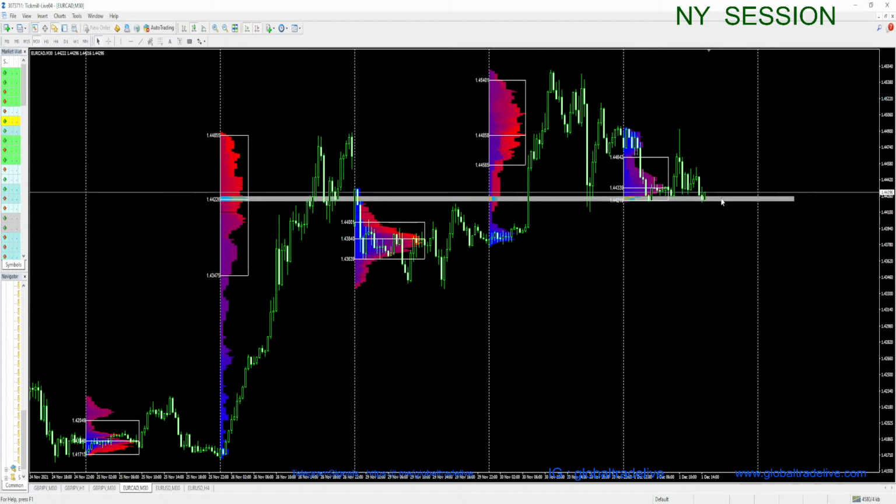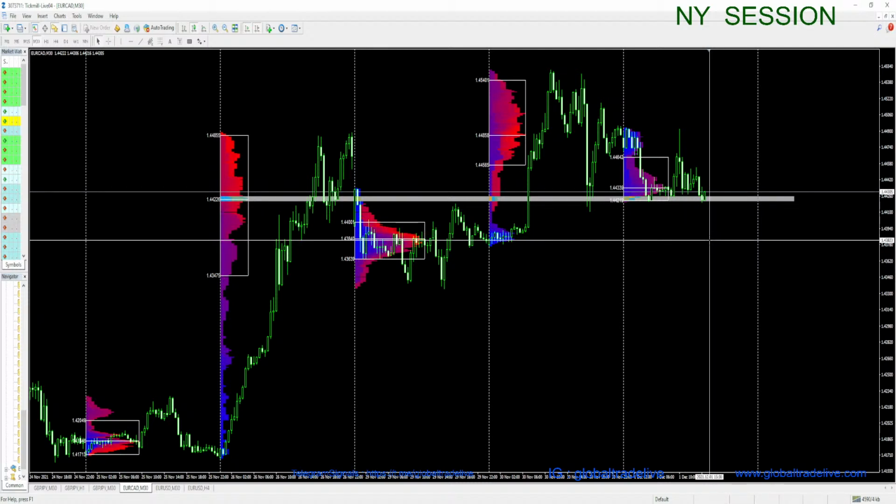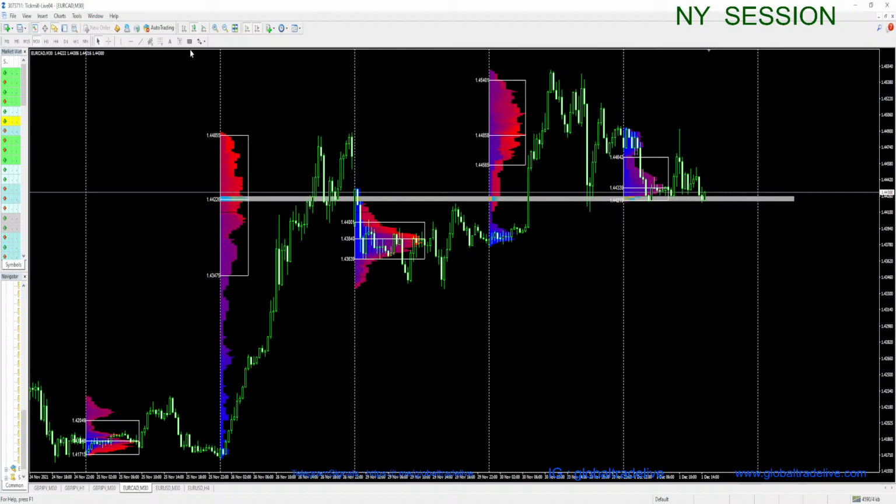But we are expecting that EuroCAD will be going down. That means it needs to break below and close below this zone, and after that it can move down towards this area over here. This area over here. Let's see what will happen.